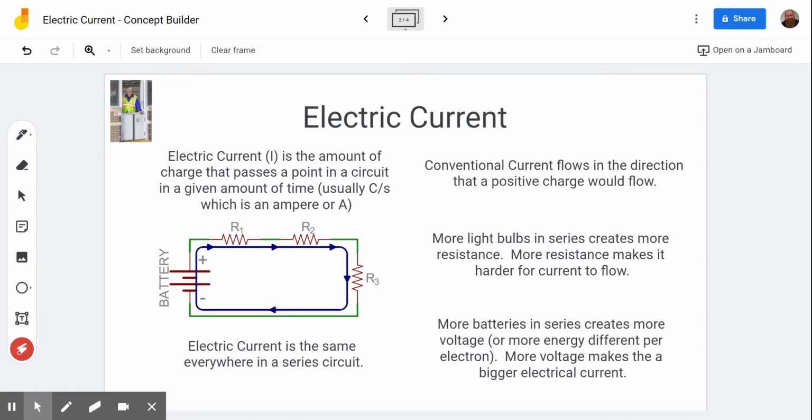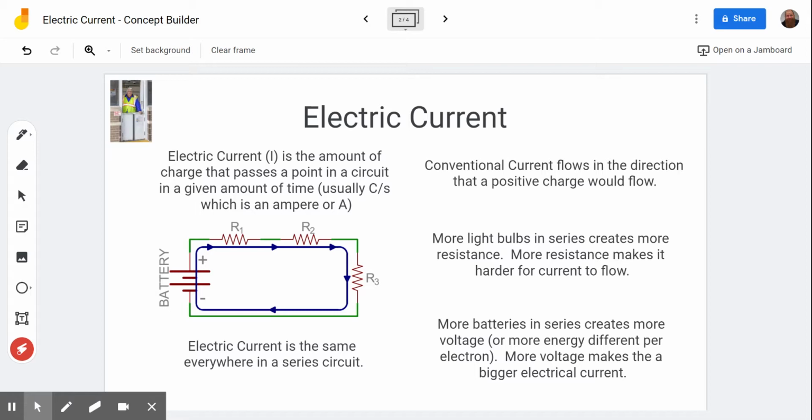So, in other words, when we hook up a battery, that's going to produce a voltage, which we'll get to a little bit more later, but it means that the electrons over here have more energy than the electrons over here. And so those electrons will get pushed through the circuit.